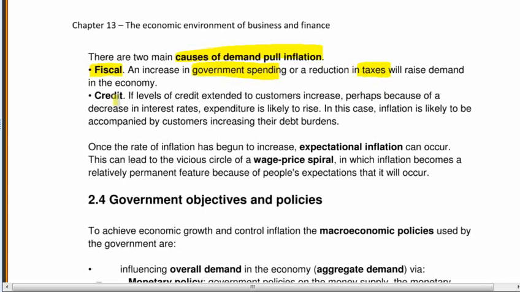It can also be caused by credit. So the easier it is for consumers to borrow to get credit, the more money they will spend. And the more money they spend, the more demand pull inflation we have. Yeah. So the banks in recent times have been criticised, haven't they, for lending money too easily. Okay, one of the potential consequences of that would be demand pull inflation.